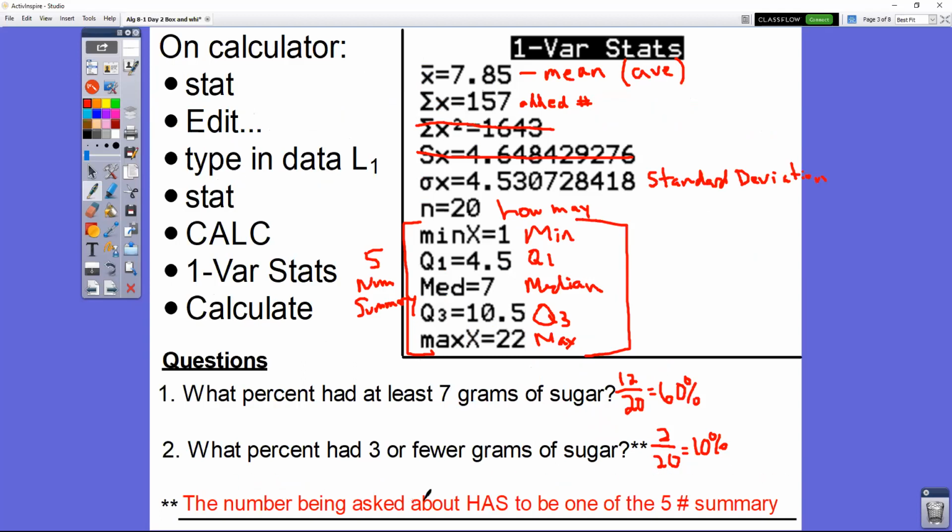All right. So the number being asked has to be part of the box and whisker plot. So if we were asked to just look at the box and whisker plot, you could not determine your 3 or fewer grams of sugar.